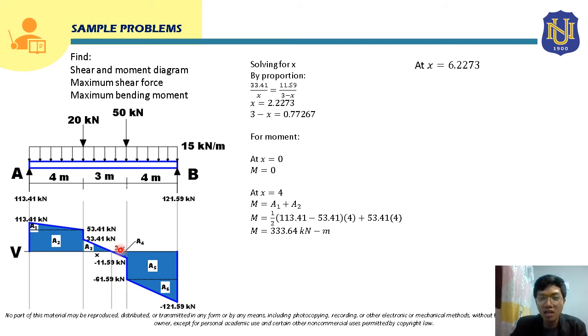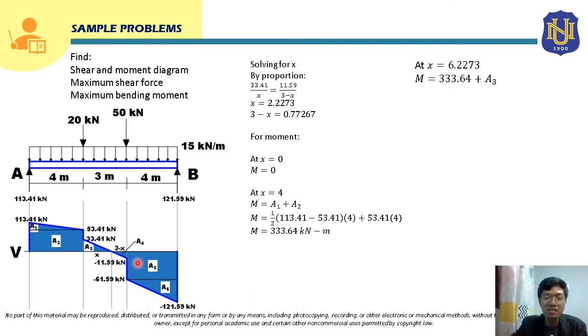Okay, so at this point, class, the moment will just be the previous moment, which is 333.64. Then we sum up the area here, so this is area 3. Since this is still above the x-axis, this will still be positive. So the moment at this point, class, will be 333.64 plus the area 3.